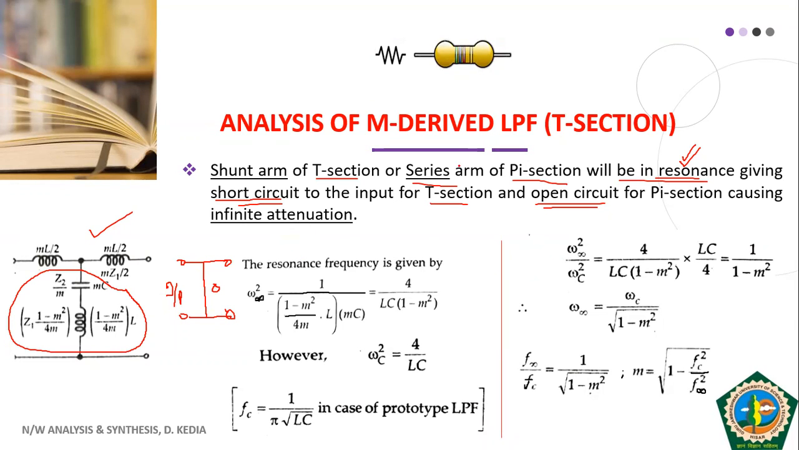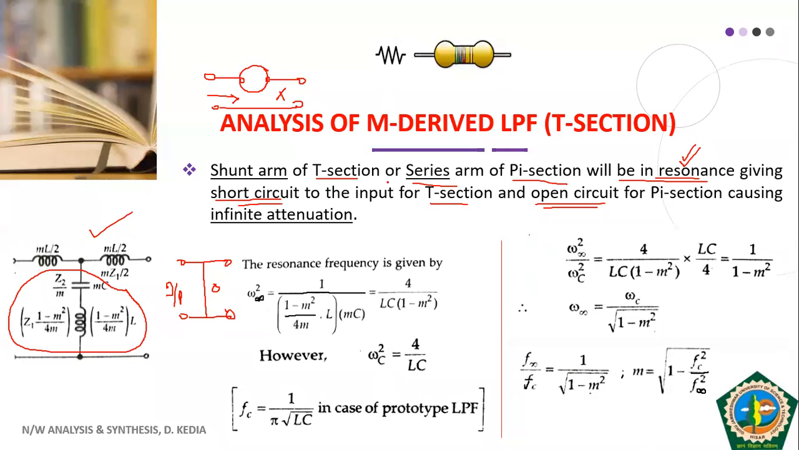Okay, and whereas in case of your pi section, your series arm will be having open circuit. So if you have open circuit, whatever you have at the input cannot go out at the output. So this gives us infinite attenuation. So what does it mean? That we will have infinite attenuation in the T section as well as the pi section.